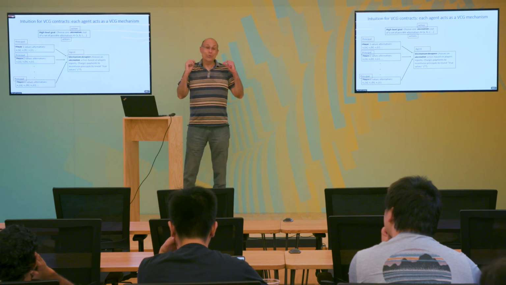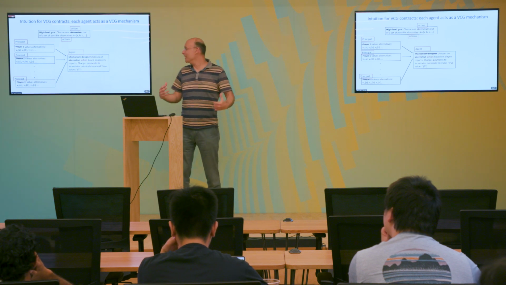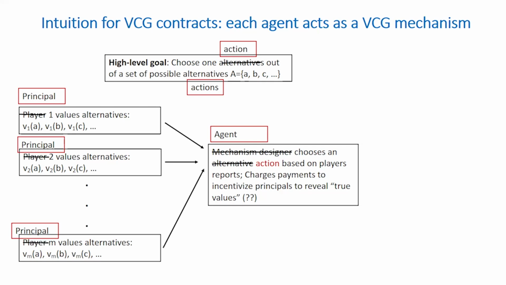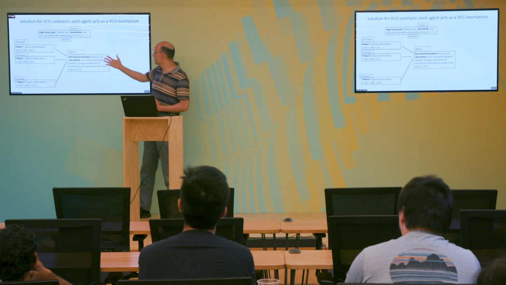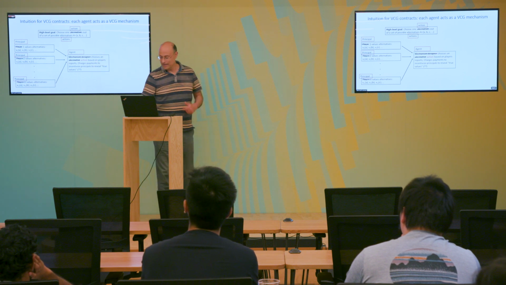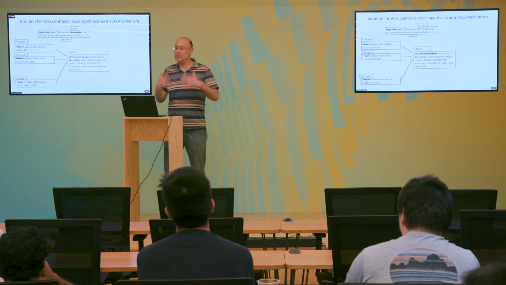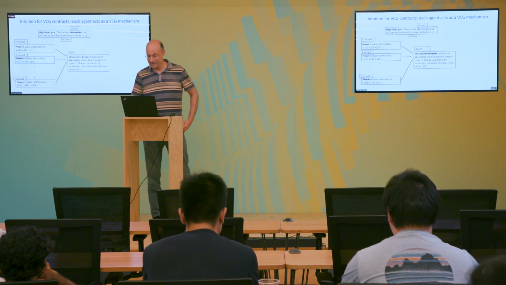And intuitively, only in terms of motivation, we are inspired by this framework, viewing the mechanism designer as the agent. The alternatives are the actions that the agent has. And the players are the principals. The principals have values for actions. And so the principals submit values for actions, the agent chooses an action, and then gives an output.